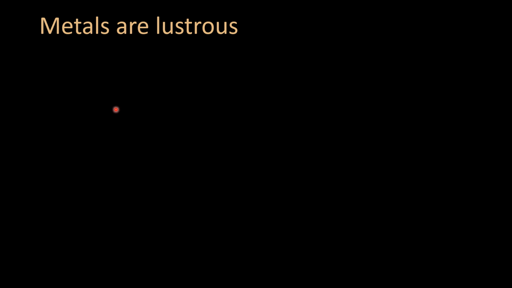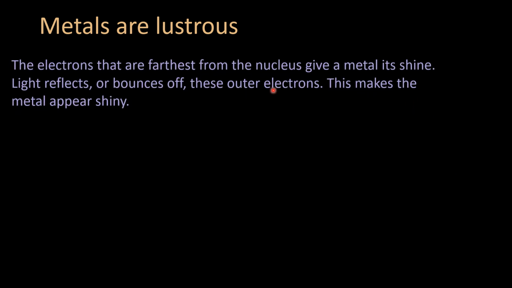Another important property of metals is that they are lustrous, that is, metals can shine. This property is also due to the metallic bonding, that is, the electrons that are farthest from the nucleus. It means the valence electrons, that is, the free electrons or electron sea. So when light falls on the metallic surface, light gets reflected, or bounces off, from these outer electrons. This makes the metal appear shiny.